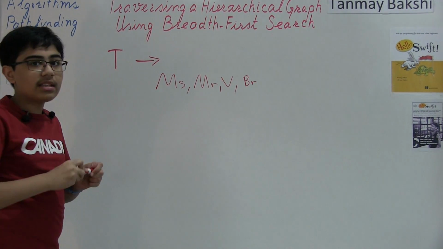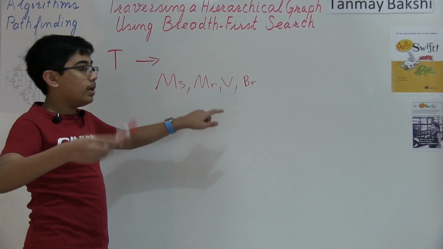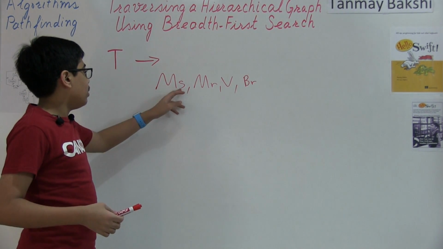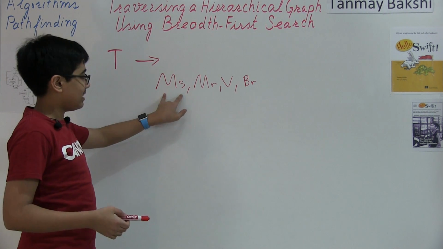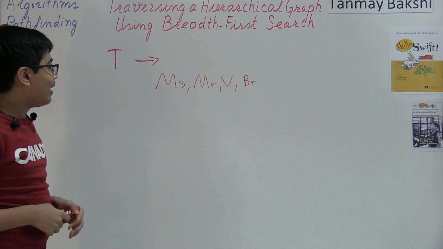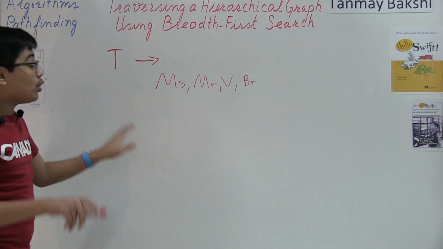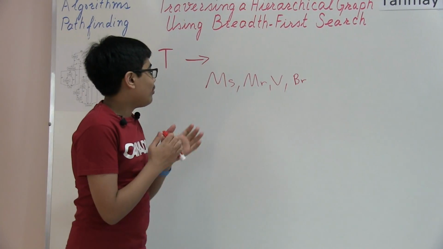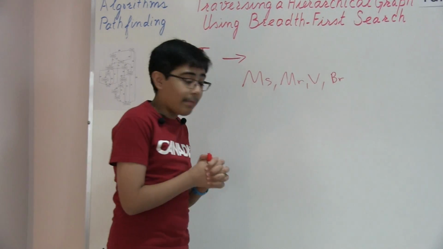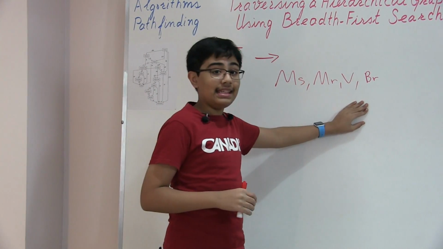Okay. Now, since M repeats for Mississauga, Markham, Milton, and more, I'm just going to put an extra letter to signify Mississauga, Markham, ML for Milton, and more. Same thing for Brampton as well. Okay, so once we've got these down, then we're ready to move on to the next step. So we've actually noted down where Toronto can take us.